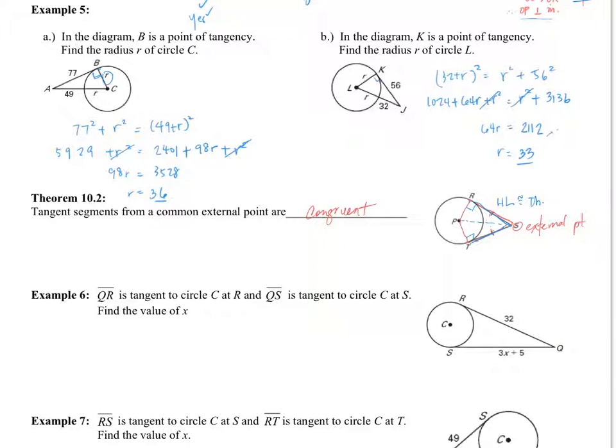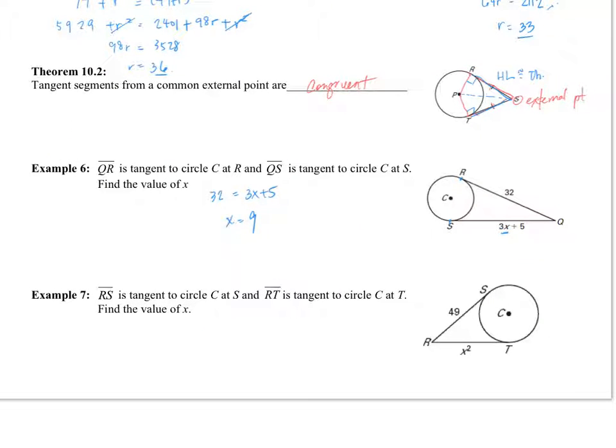Example 6. Segment QR is tangent to circle C at R, and QS is tangent to circle C at S. Find the value of x. So with this piece of information, and by using theorem 10.2, I could just set 32 equal to 3x plus 5, and then x would equal 9.